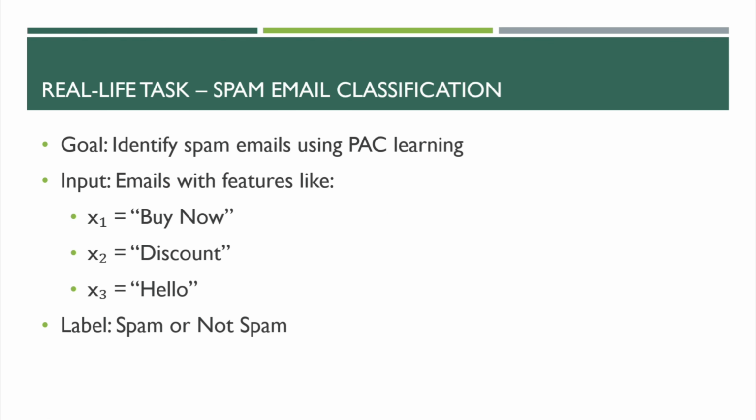So, real world scenario: spam email classification. Let's say we want to build a system that can detect whether an email is spam or not. We will train it on real email data labeled as spam or not, and the model will learn patterns from those examples. So here is the input data we will use. We create features from the emails. For example, does the email contain "buy now", which is x1, "discount" as x2, "hello" as x3. And another feature is the label, spam or not.